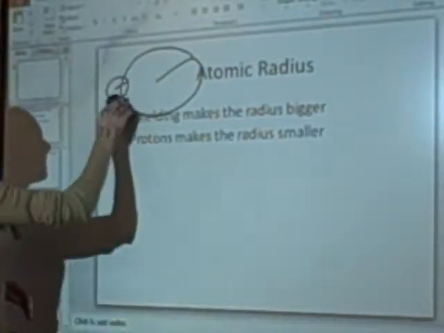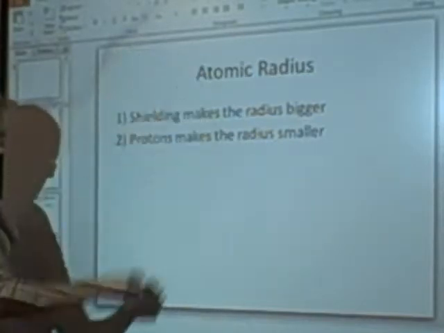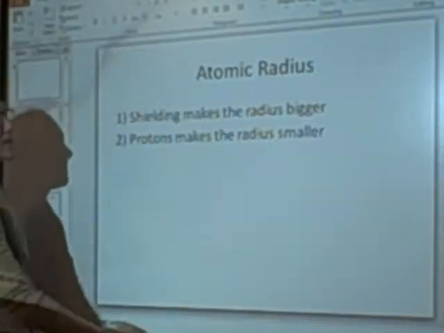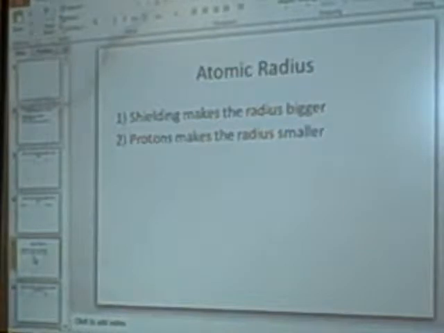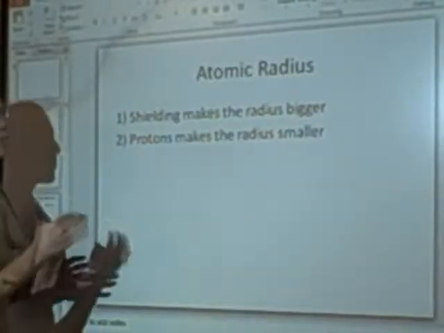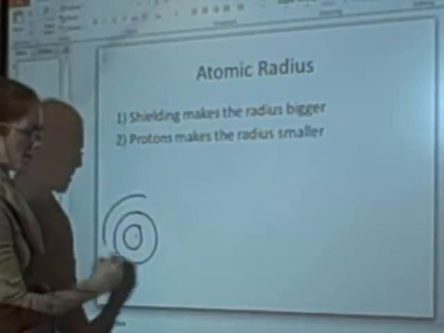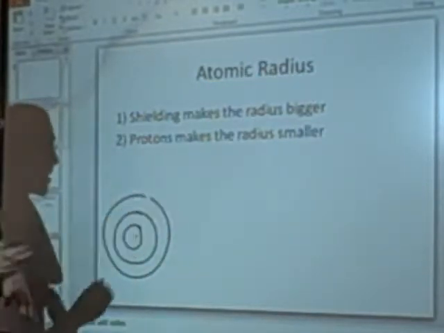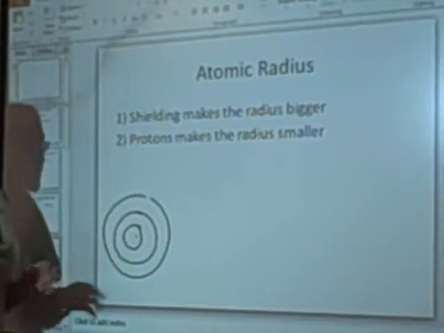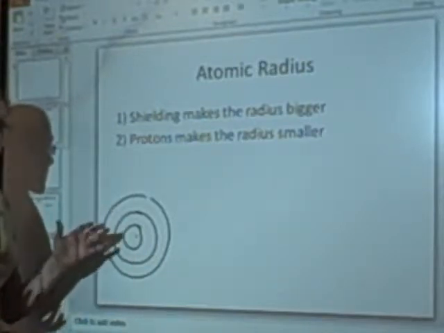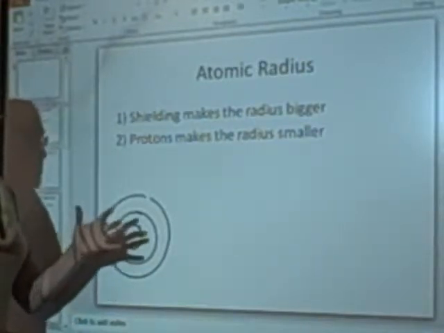There are 2 things that you look at for atomic radius. You're just going to look at shielding and number of protons, and it's the same as it was for electronegativity. If you have more shielding, those electrons are going to get farther and farther away. There are more shells of electrons, plus they're less attracted to the nucleus. So since they're less attracted to the nucleus, they spread out more.